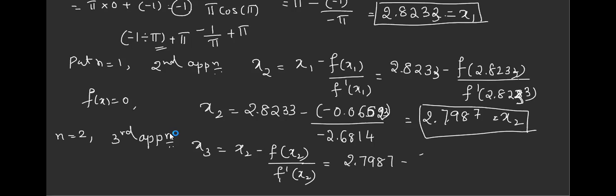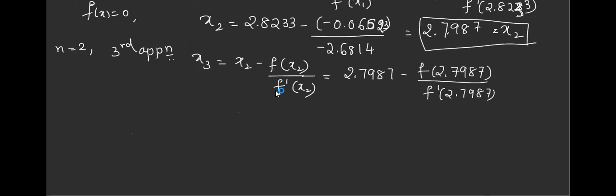This is 2.7987. f of 2.7987 divided by f dash of 2.7987. So 2.7987 minus, tell me, f of 2.7987 is how much? It will be minus 0.00, maybe 2 zeros, or maybe more than that. I'm not sure.